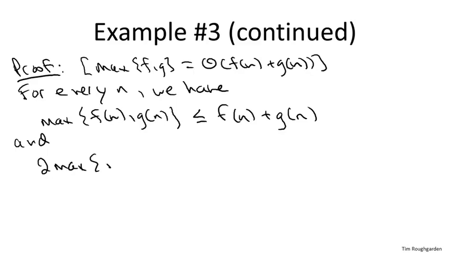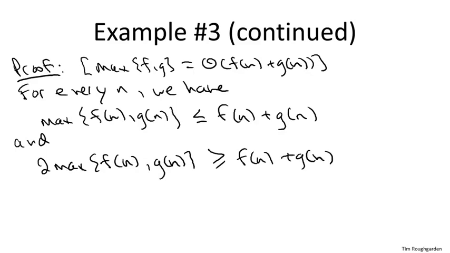Secondly, if we double the larger of f of n and g of n, then that's going to exceed the sum of f of n plus g of n, right? Because on the right-hand side we have a big number plus a small number, and on the left-hand side we have two copies of the big number. So that's going to be something larger. Now it's going to be more obvious what's going on if I divide both of these sides by 2, so that the maximum of f of n and g of n is at least half of f of n plus g of n. That is, it's at least half of the average.